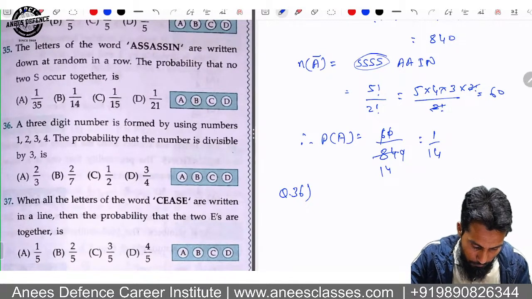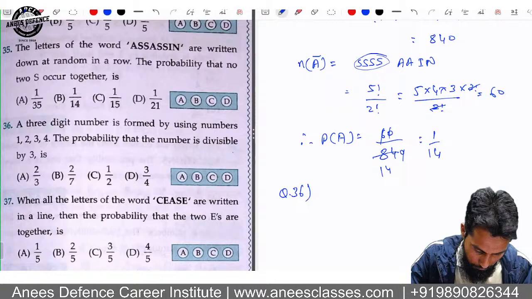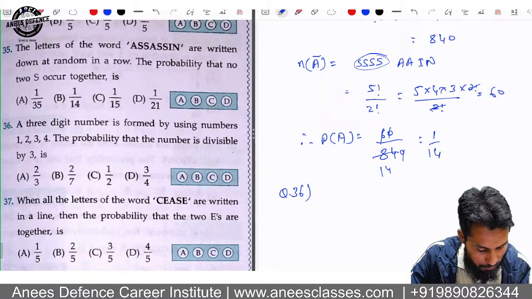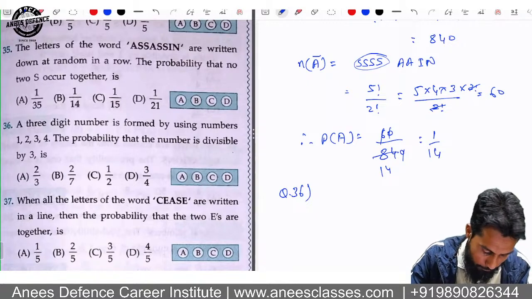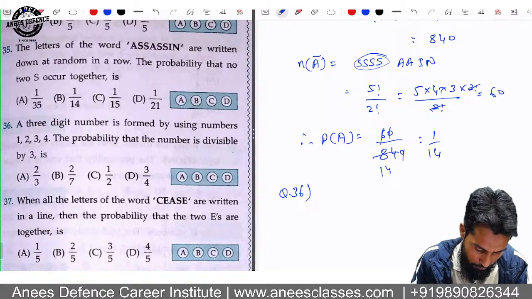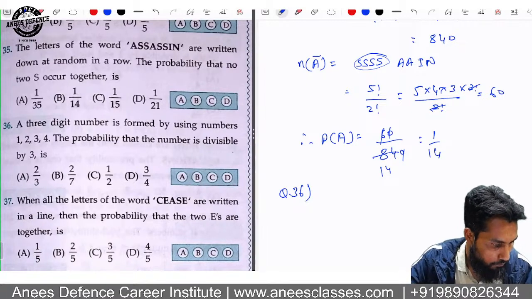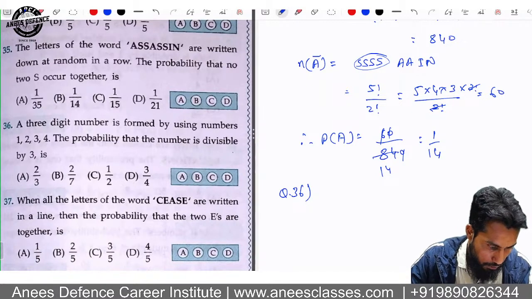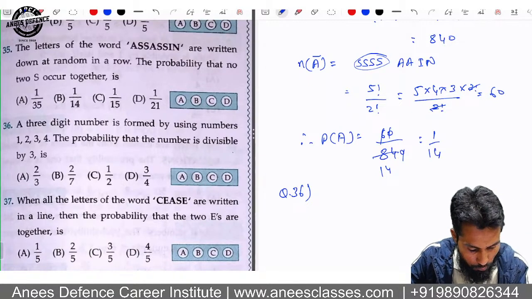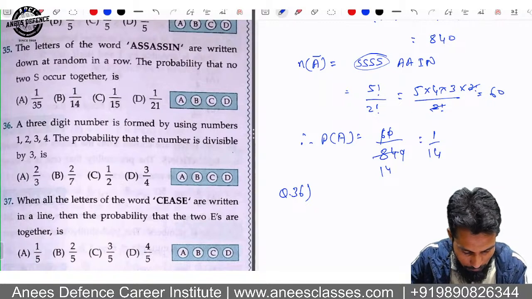A 3-digit number is formed by using the numbers. The probability that the number is divisible by 3. How do we check that any number is divisible by 3? The sum of the digits should be divisible by 3. So 1, 2, 3, 3, 6 and 4, 10. Okay, so how are you going to solve it? You have to make a 3-digit number, so you select accordingly such that their sum is divisible by 3.